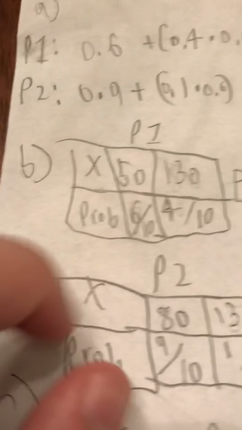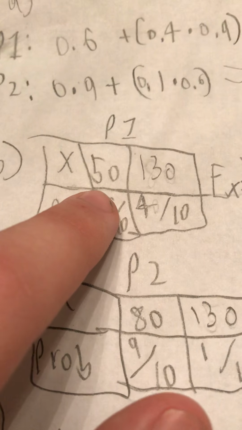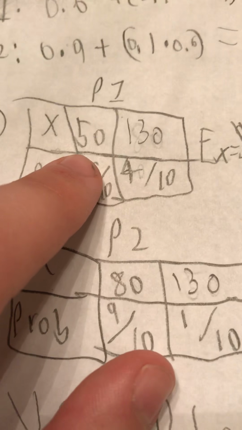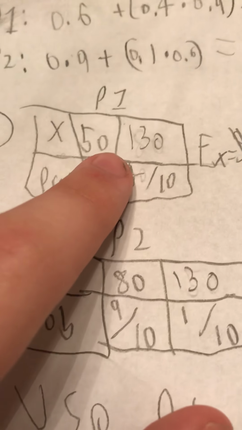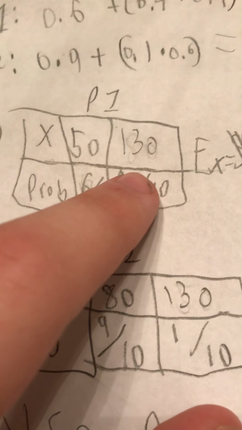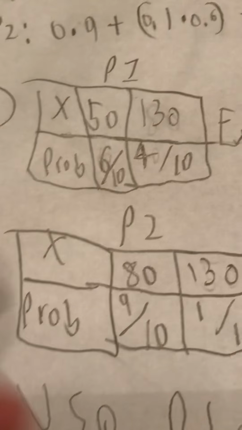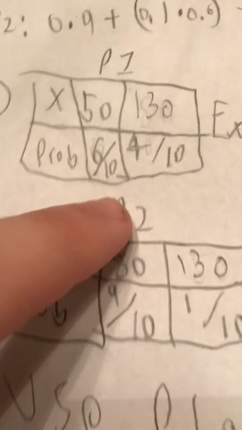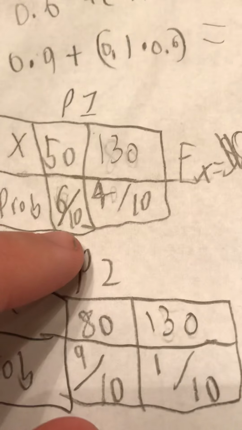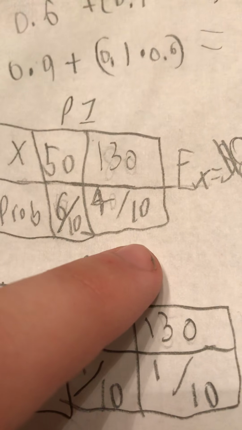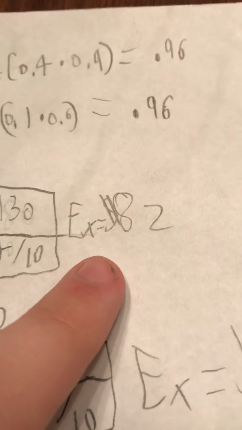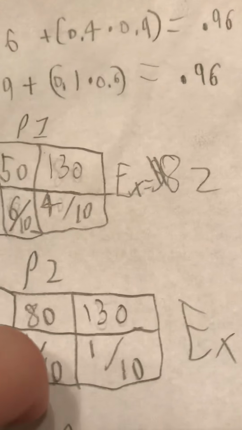The cost for antibiotic A is $50, and if it fails, then they still have to pay for it, but they will also have to pay the additional $80 for use of antibiotic B. So if the success rate is 60% of the time, then it's 6 out of 10, with the failure being 4 out of 10 of the time. That leads to an expected cost of $82.